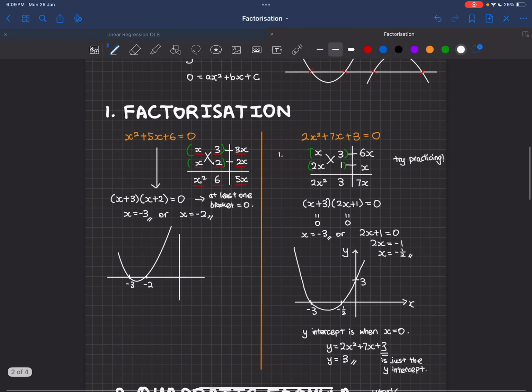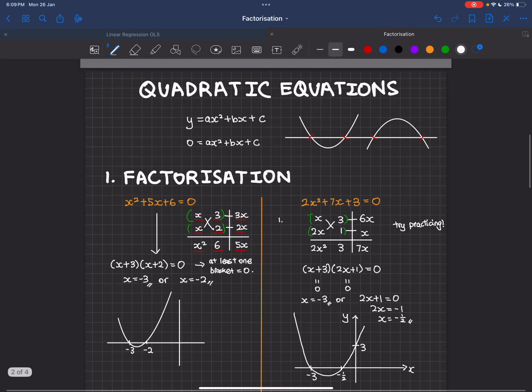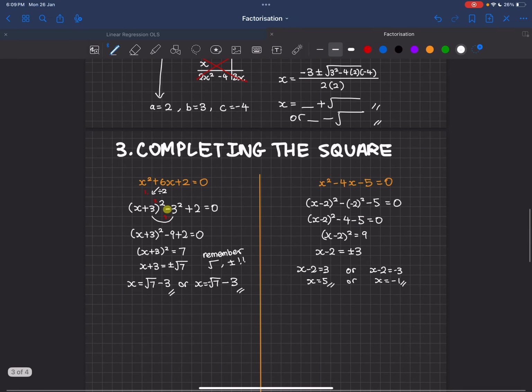So yeah, those are our 3 methods of factorizing and solving quadratic equations.